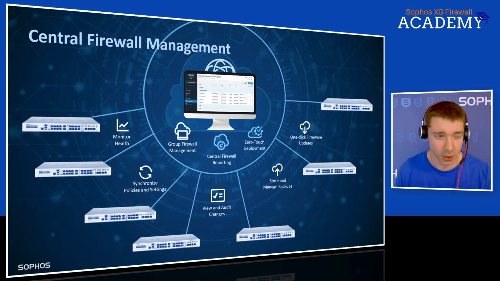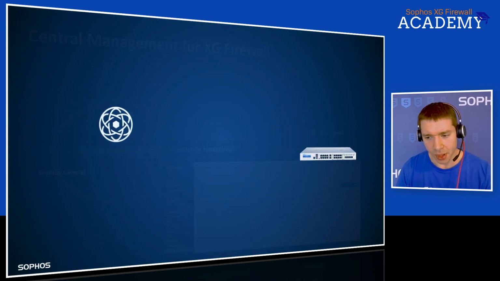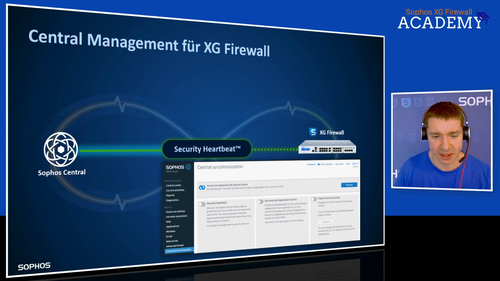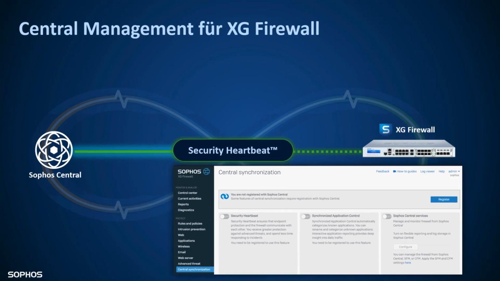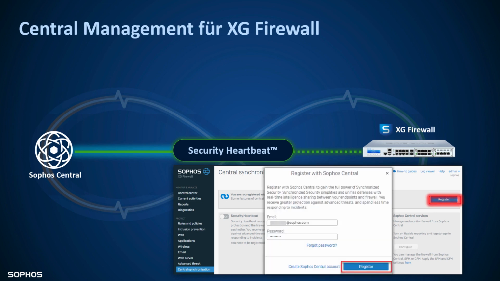But first, what do I have to do on the XG Firewall to include it with Central? It's quite easy. If you take a look at this screenshot, you are seeing an XG Firewall local web admin, and there's a point called Central Synchronization. This firewall is not registered with Central at all, so you can see it written on the screen: you are not registered with Sophos Central. The only thing I have to do on my XG Firewall is press Register and put my Central credentials into it, so basically my email address and my password for Central.